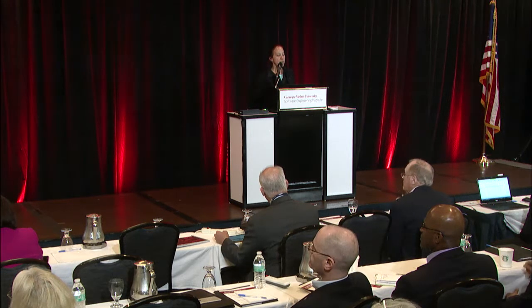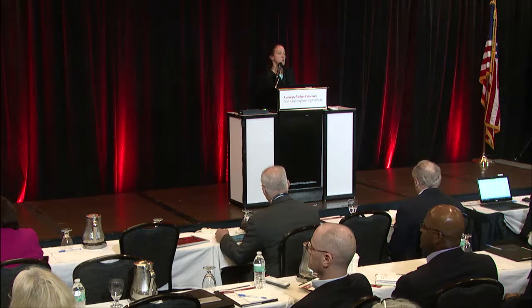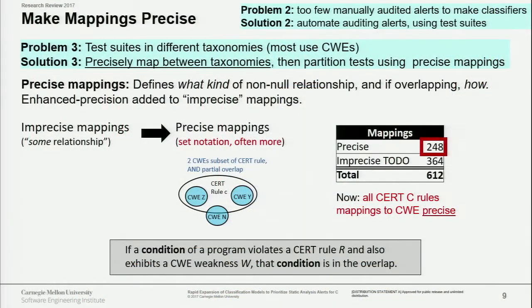Related to the inter-taxonomy use of test suites, we approached a third problem, that test suites in different taxonomies need to be used, or we want to be able to use them. So our solution is a precise mapping between taxonomies, and then we partition the tests using precise mappings.